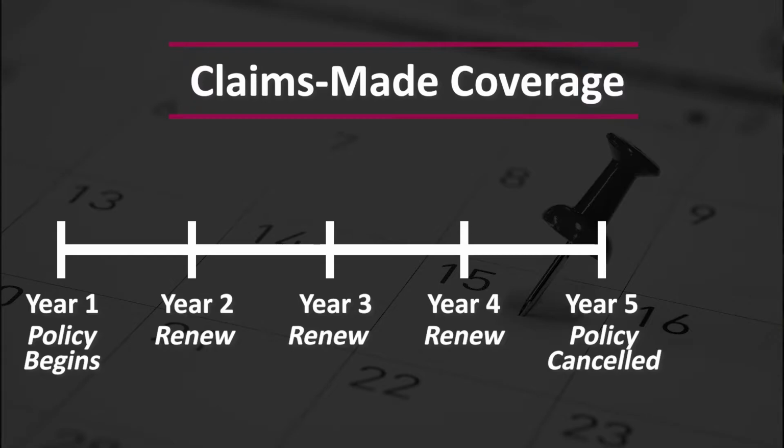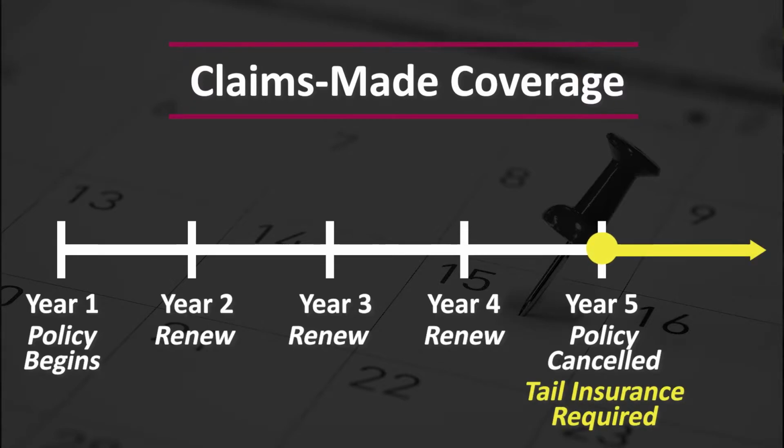But once he cancels the insurance, he's not done. A claims-made policy is really 2 policies in one. You have to carry the insurance while you're actively practicing, and then after you cancel, you have to get a second policy. This is called tail insurance. Your tail starts at your cancellation date and then extends your coverage into the future for any claims that may be made against you after you've already walked away from that policy.